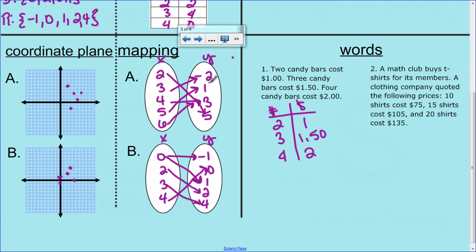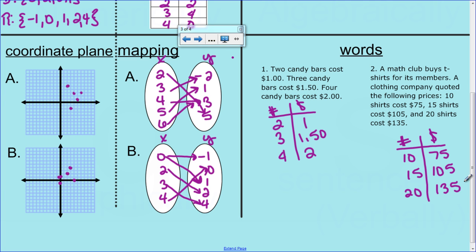So number 2 says that a math club buys t-shirts for its members. A clothing company quoted the following prices. 10 shirts are $75, 15 shirts are $105, and 20 shirts cost $135. Again, number of shirts and money, we can make a table. 10 shirts is $75, 15 shirts is $105, and then 20 shirts is $135.